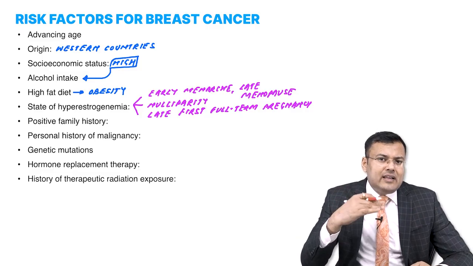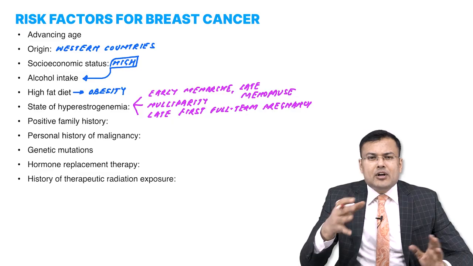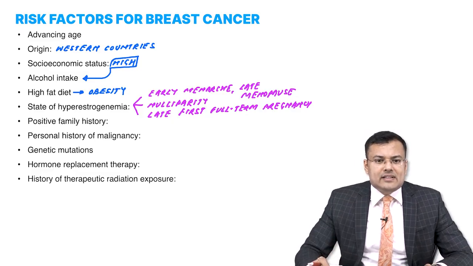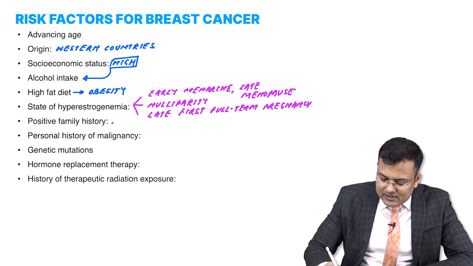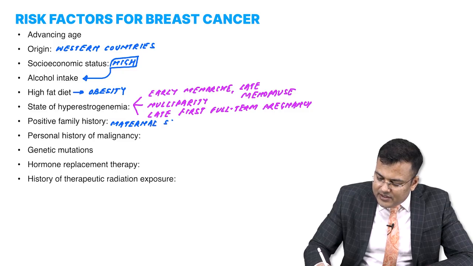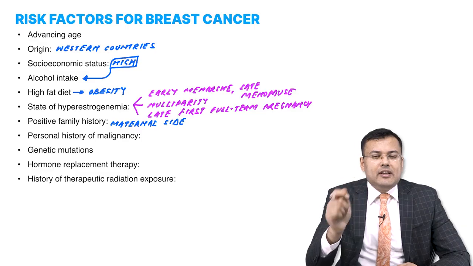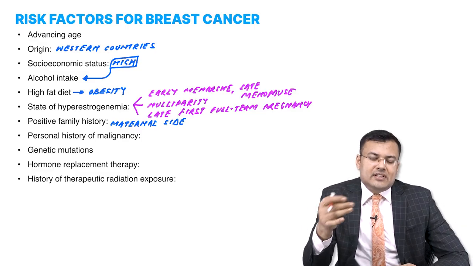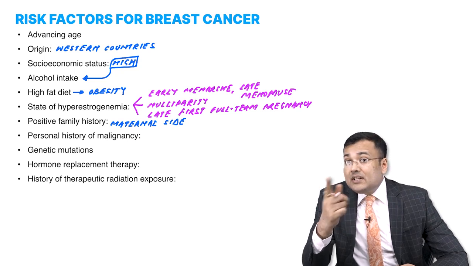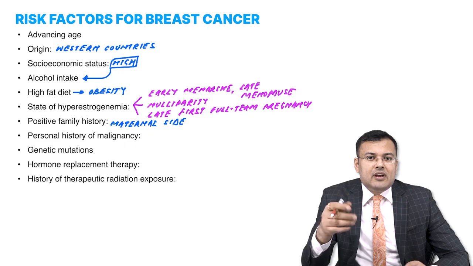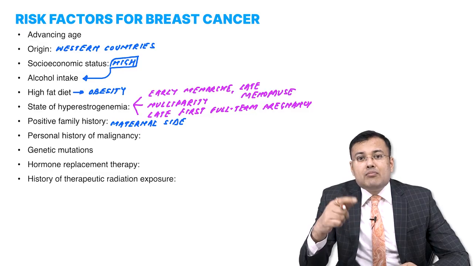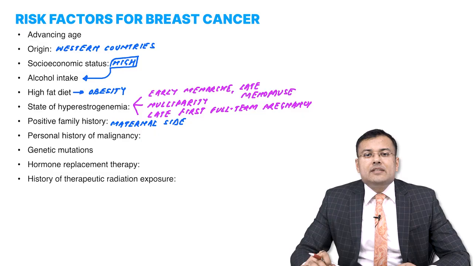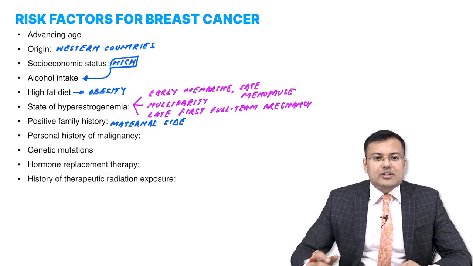And you know that high estrogen is a risk factor for breast cancer because estrogen has a positive effect on breast cancer cells. Next, positive family history, and especially on which side? On the maternal side. Especially if the mother has breast cancer, if the patient's sister has breast cancer, or if the mother's sister, Mausi in Hindi, has breast cancer. If breast cancer is there in mother, Mausi, or sister, these are high risk females.